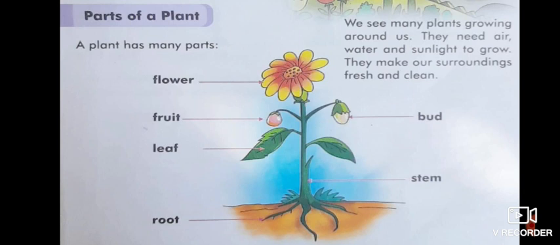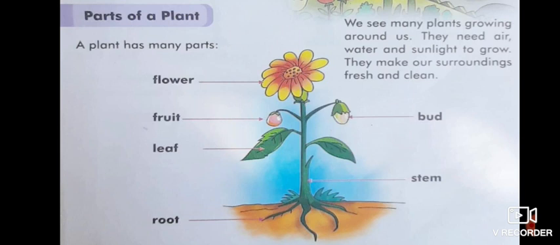Now next, on the right side, bud. What is a bud? It is a small part of a plant that develops into a flower or leaf. All right, so it's called bud. Then stem, the central part of the plant. And at last, down, root. It's a part of a plant that grows under the earth. So they all are the parts of a plant.